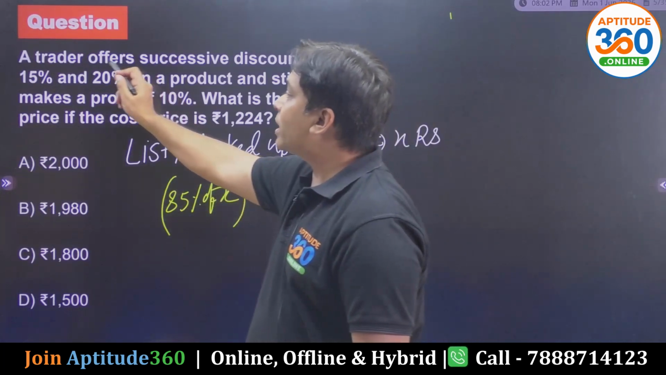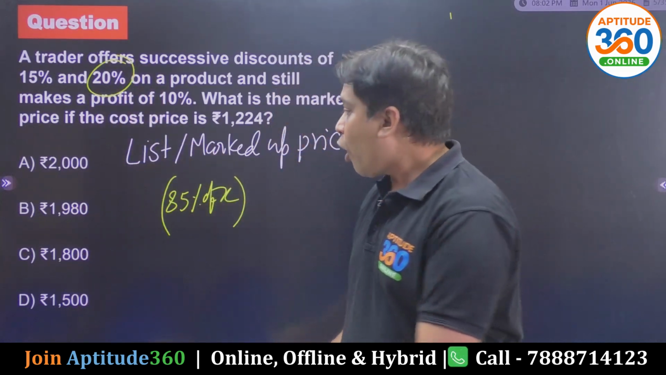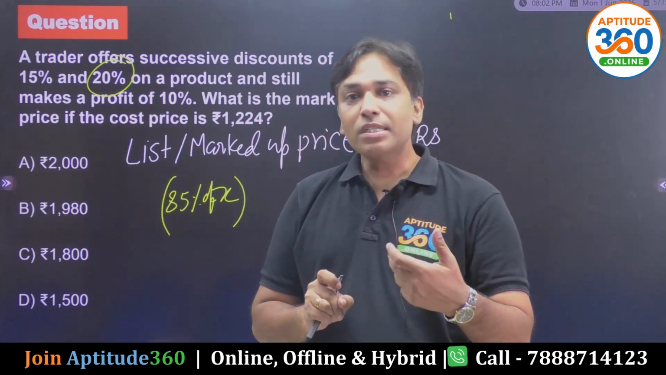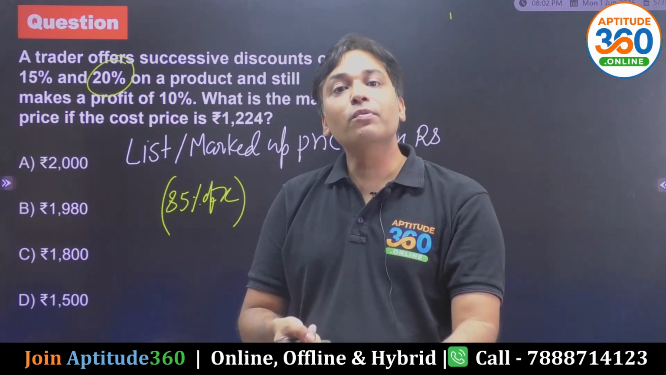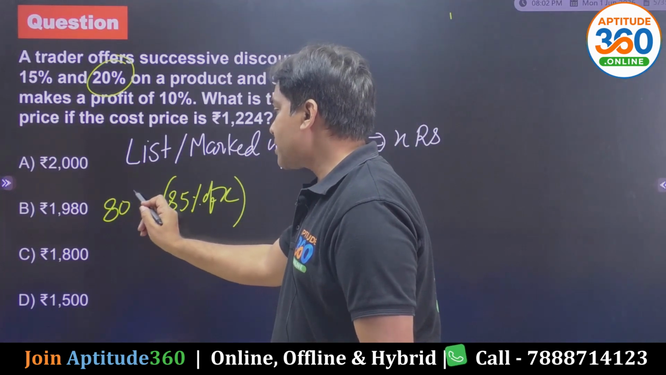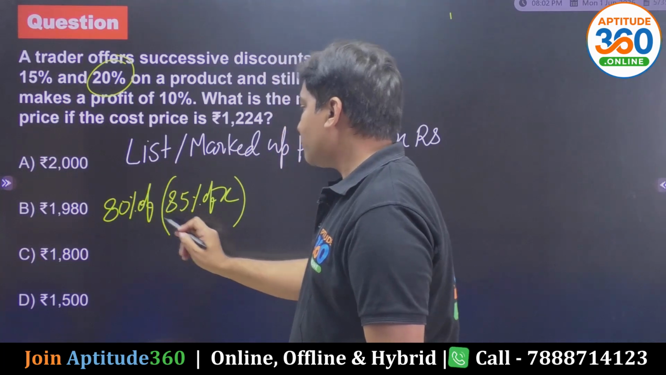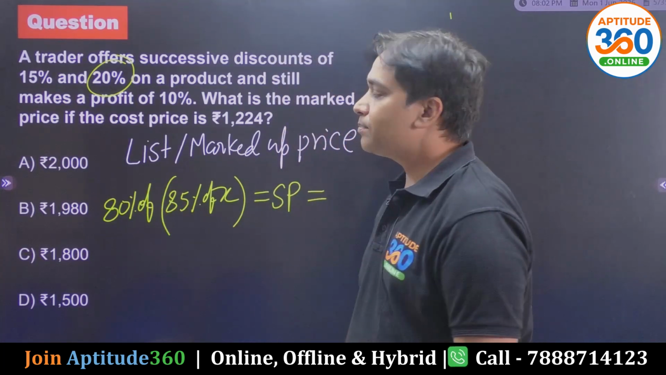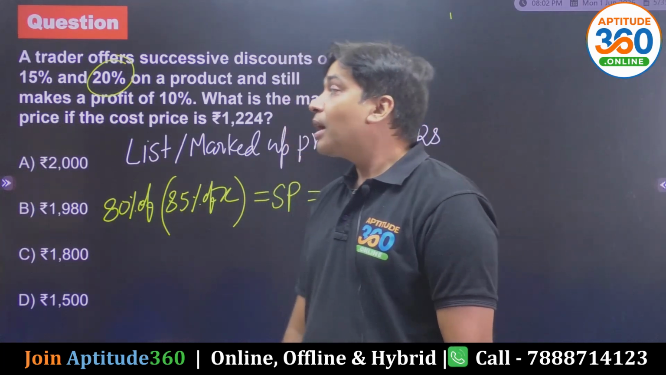And then a further 20% discount is also offered. So if you offer 20% discount on this value, 20% is gone. What are you left with? You're left with 80% of this value. And this will be nothing but the selling price, isn't it?